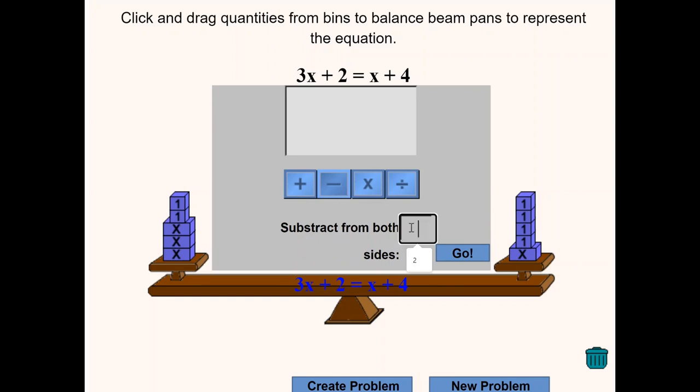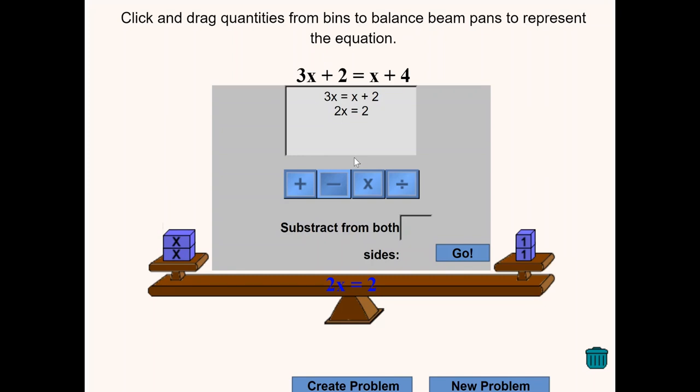So from both sides, I am going to subtract 2. And if I do that, 3x plus 2 equal to x plus 4 now becomes 3x on the left side, which is equal to x plus 2 on the right side. And again, now I only have 3 x's on the left side, but on the right side, I have a mix of x and ones. And on the right side, I only want the ones. So then, from the left side, I have to get rid of the 1x. Then, I'm left with 2x is equal to 2.